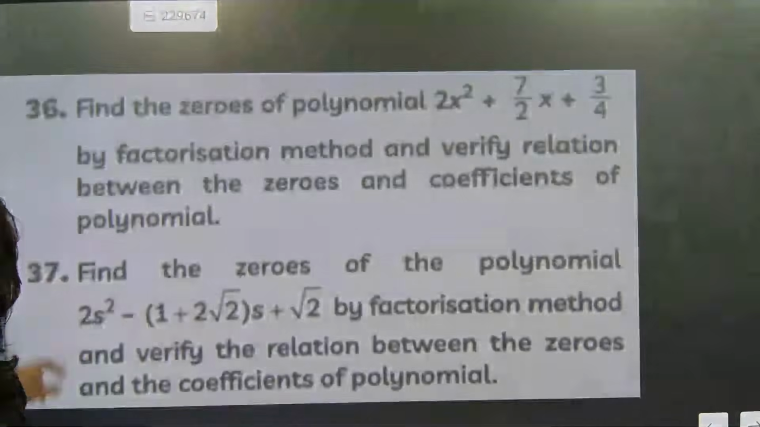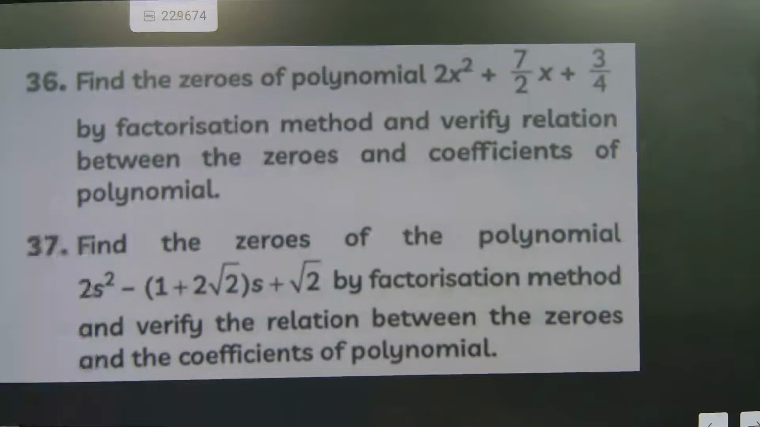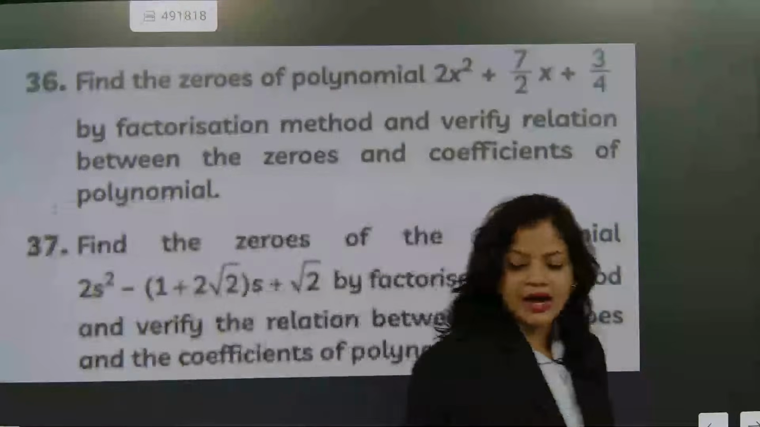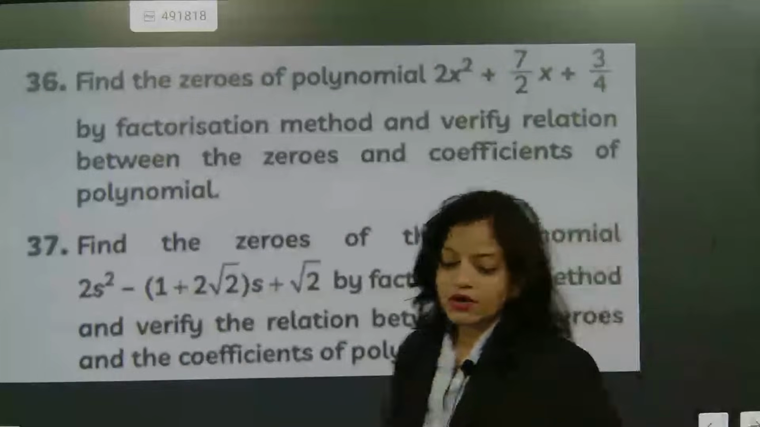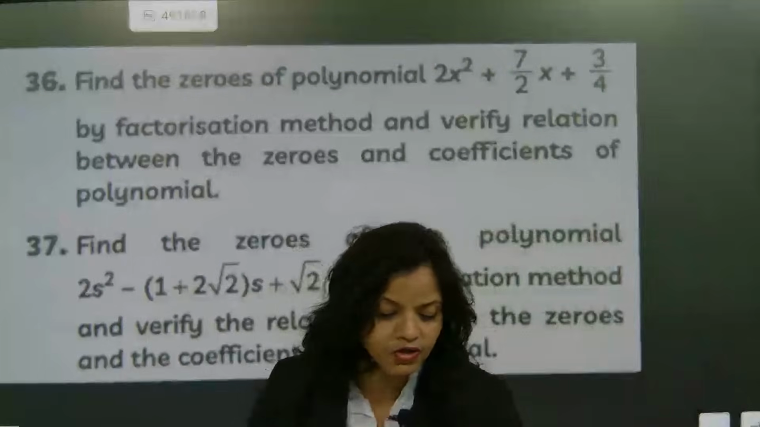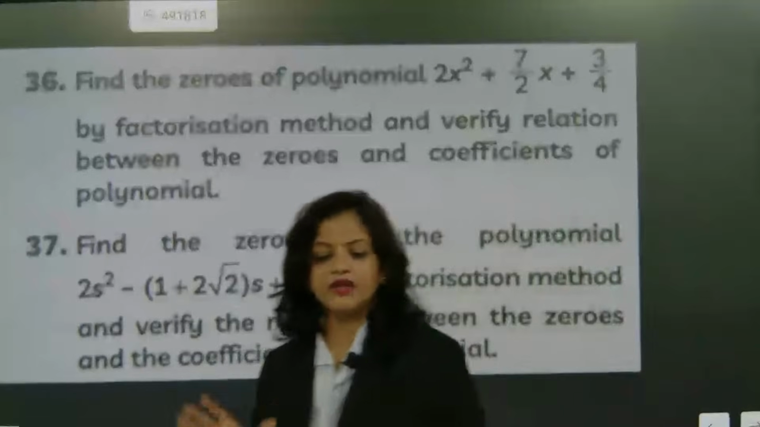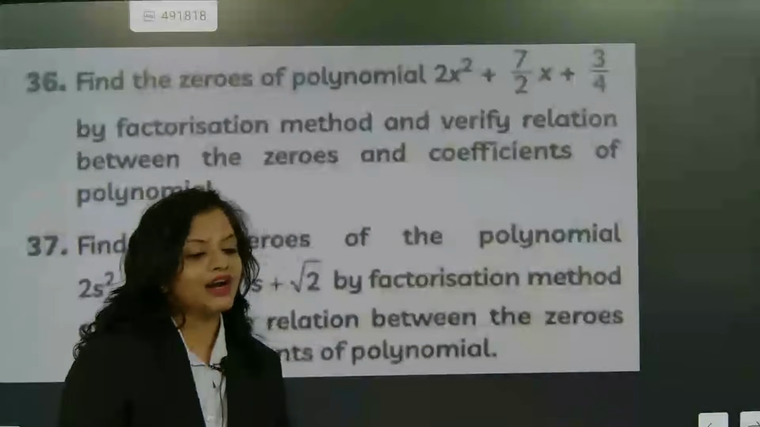This is the next question. Find the zeros of the polynomial by the factorization method and verify the relationship. So first you have to factorize. If they demand the factorization method, then you cannot use any other method. You have to use only the factorization method. This is the most important thing. If they are asking for the factorization method, the answer should be given by the factorization method.